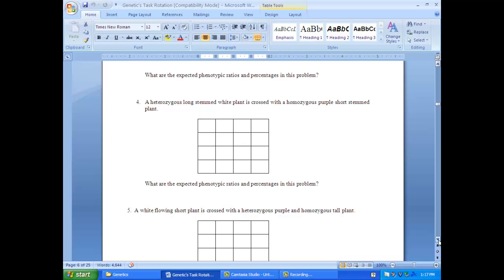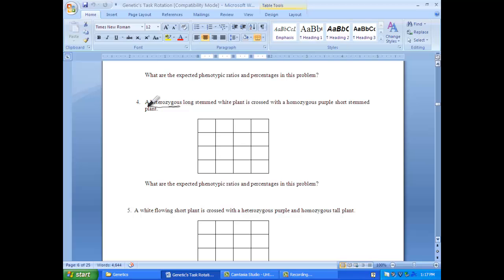The only difference between number 4 and numbers 1, 2, and 3 is I did not come out and give you the genotypes. You have to do a little bit of reading here and understand what the vocabulary says in order to understand the genotypes. It says a heterozygous long-stemmed white plant is crossed with a homozygous purple short-stemmed plant. First off, what does heterozygous mean? Different. So we're going to have different alleles for long stem.